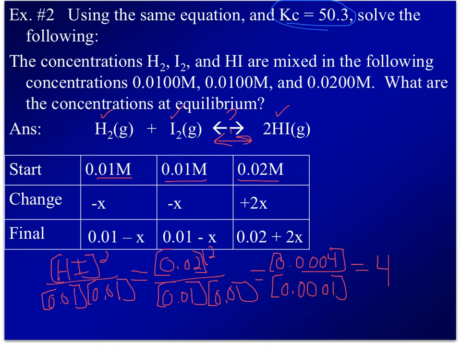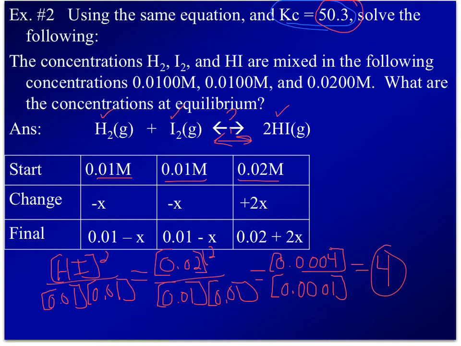Okay, so let me ask you this. If at equilibrium, what value should that be? Well, let's look at our equilibrium constant. If it's at equilibrium already, it should be 50.3. It's not. Okay, this value is too small right here. So this 4 is too small. We have to make it larger. How do we do that?